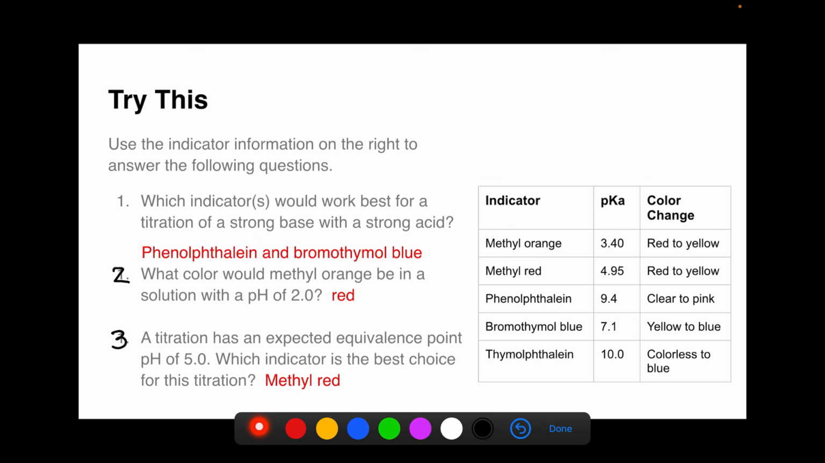For number 2, we're asked about the color of methyl orange in a solution with a pH of 2. Notice that methyl orange has a pKa of 3.4, meaning it will switch from red to yellow when the pH equals about 3.4. Therefore, when the pH is less than 3.4, it will be red. And then finally, in number 3, we selected methyl red because its pKa is very close to the pH of the equivalence point for that titration.